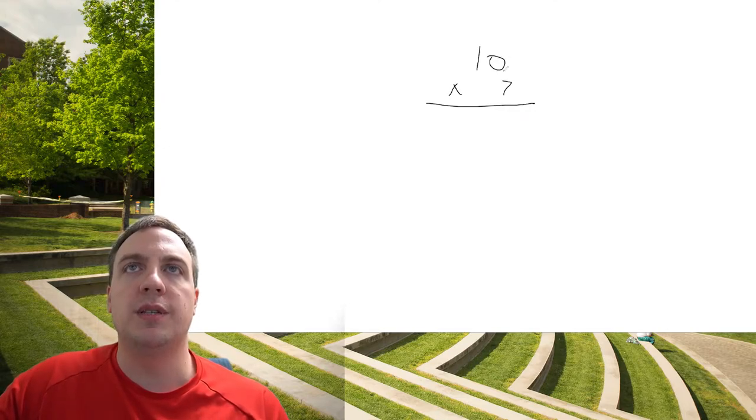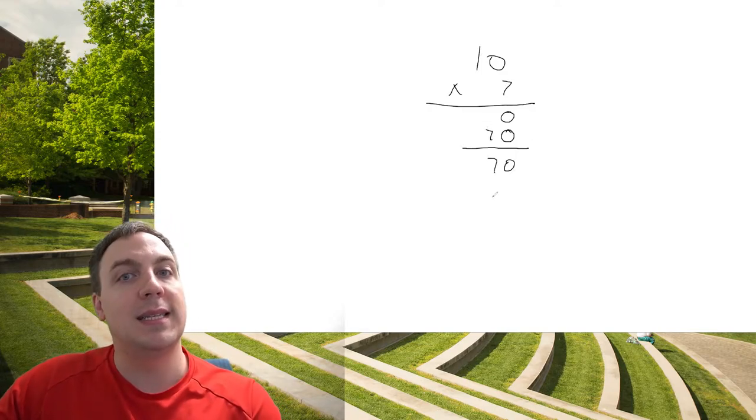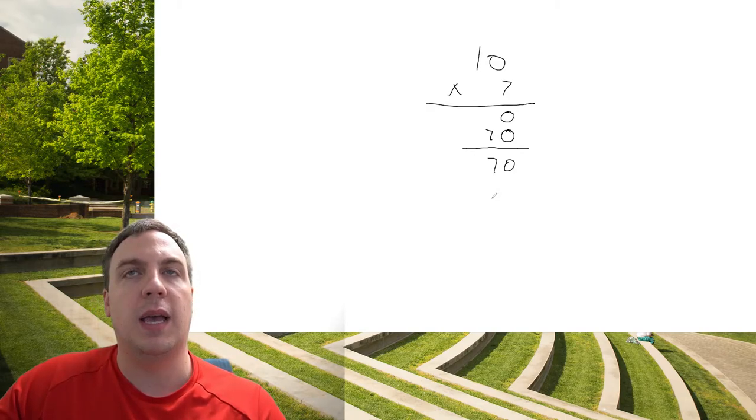And what we would do is 0 times 7 gives us 0. Okay, now we're about to move into the tens place, so what we have to do is add a placeholder 0, and then we do 7 times 1, add those two together, and we get the value 70. So that's exactly what we're going to do in multiplication first.